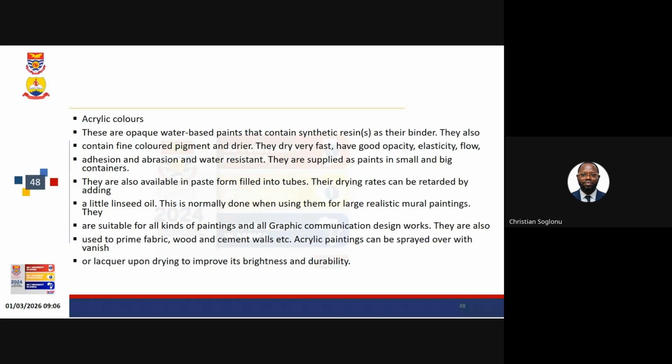So if you want to prime your supports, it's normally advisable to use acrylic paint, because the binder in there is synthetic resin. It is synthetic, and it holds and seals all the pores on the support, or probably your fabric, or your wood, or probably your walls and others, before the actual painting is done. It is very necessary to use acrylic paint to do your priming.